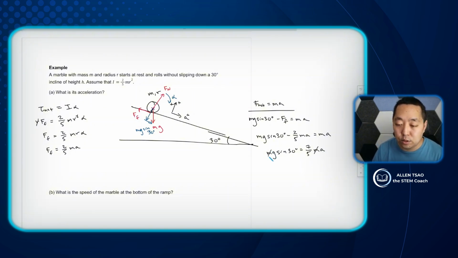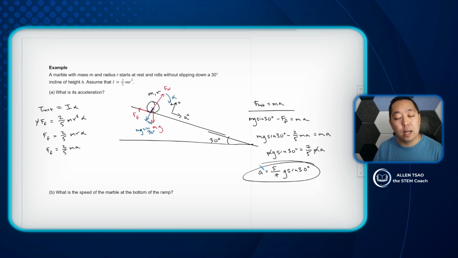Then the m's will cancel. And then the acceleration is going to be 5/7 g sine 30 degrees. Notice that this is less than a normal inclined plane, which is just g sine theta. And that's because there's some friction going up the ramp. It's not going to go as fast as something that slides down the ramp.